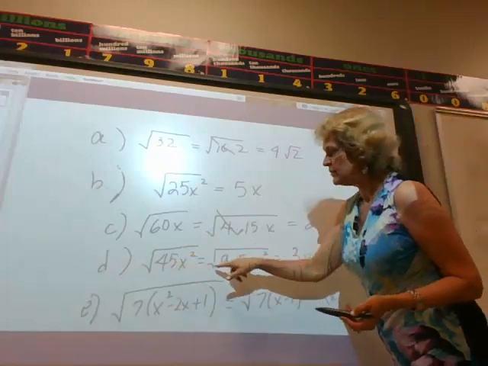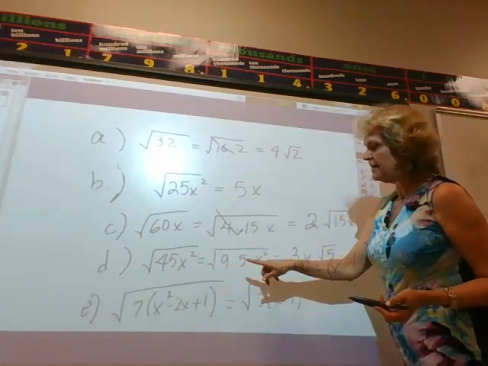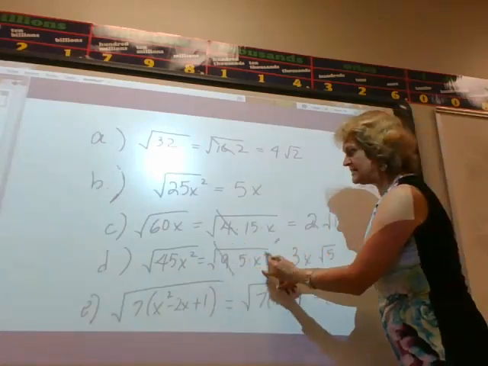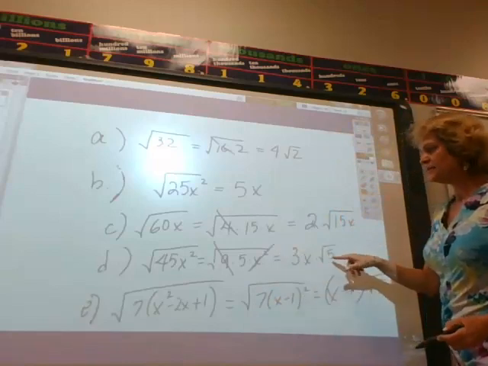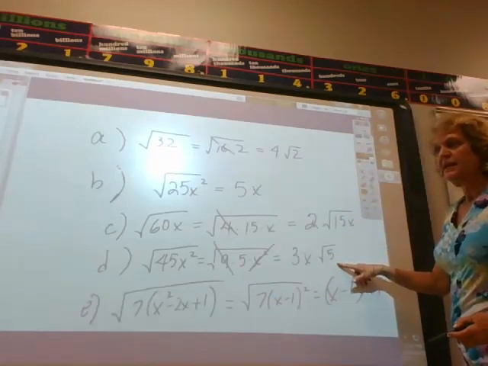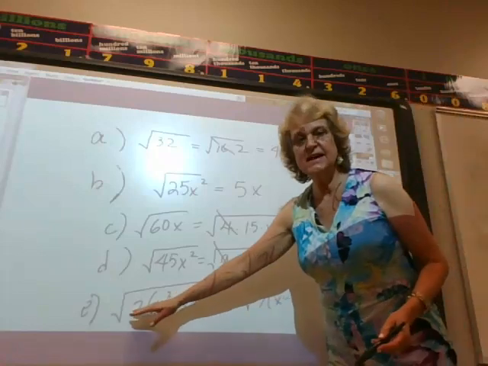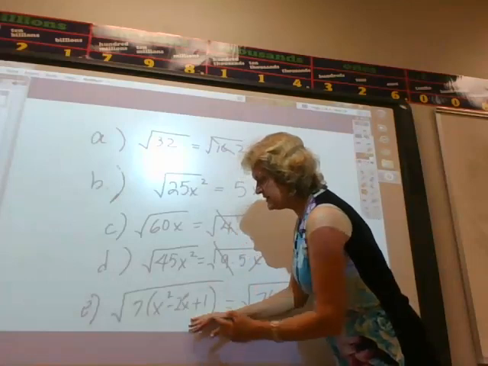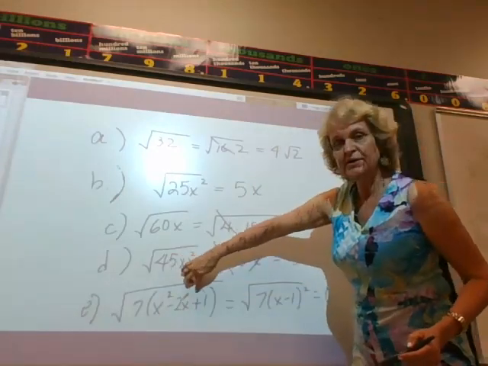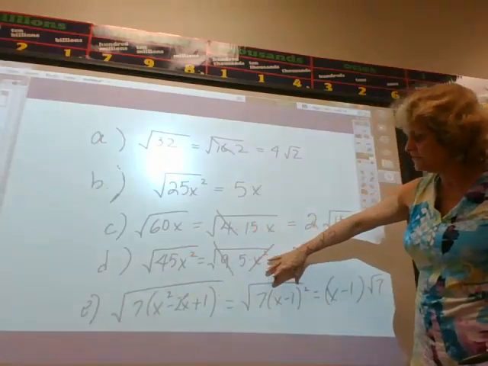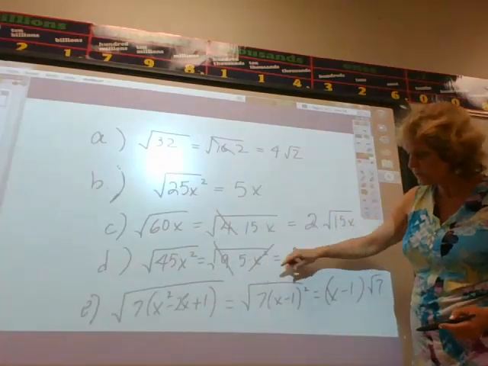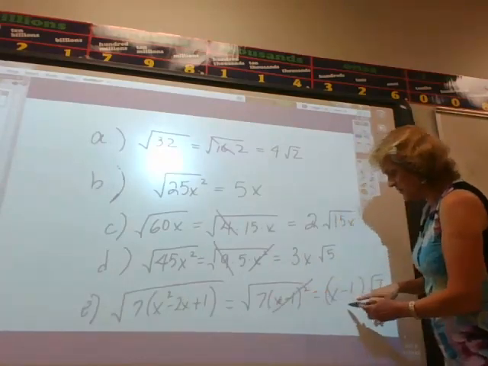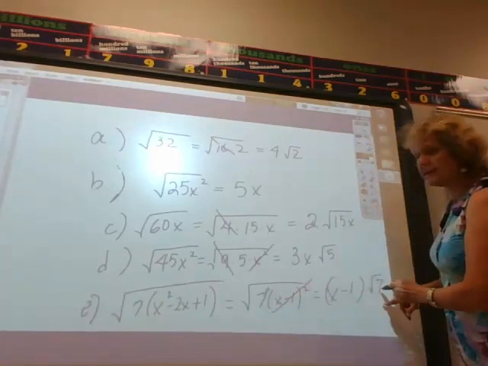Okay, 45 x squared I rewrote as 9 times 5 times x squared. So this comes out as a 3. X squared comes out as x, and radical 5 stays under. All right, for E, I factored a 7 out of the trinomial that you're given. So I got x squared minus 2x plus 1. This is a trinomial square that factors into x minus 1, x minus 1. So I wrote it quantity squared. So if I have a square of something, that something comes out, but the radical 7 stays underneath.